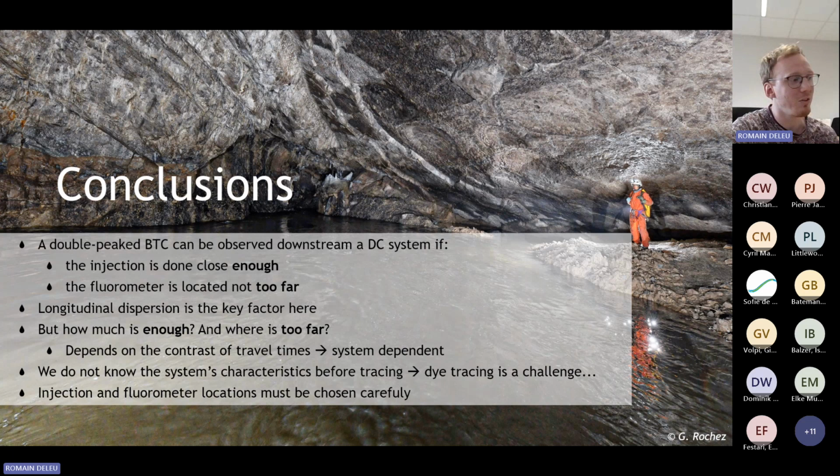And as we do not know the system characteristics before tracing, well, of course, you all know that dye tracing is a challenge. So the injection and fluorometer location must be chosen carefully. If your goal is to study a diffluence-confluence system inside a cave system, then you have to place your fluorometer as close to the system as possible and inject as close as well. So if you are a good caver, maybe you want to go deeper inside the cave to try to inject closer to the system to see if you have indeed a double peak or not.